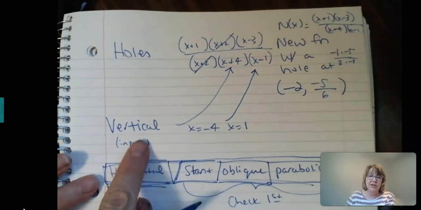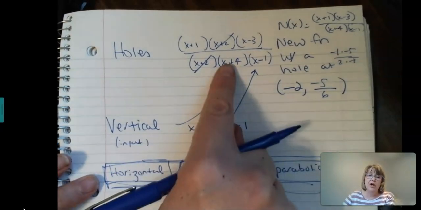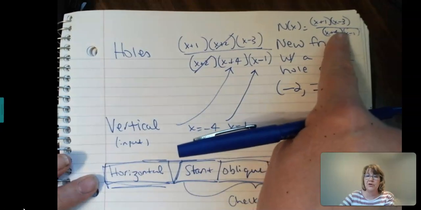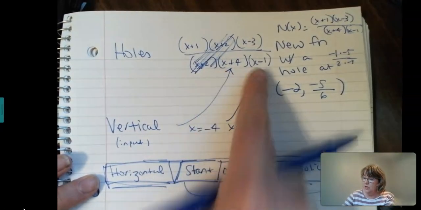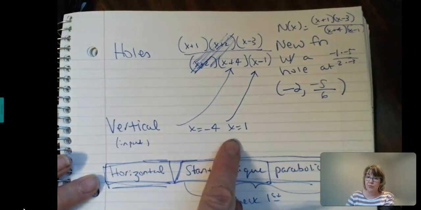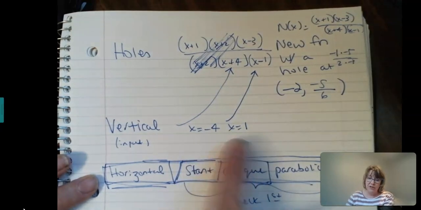All right, let's look at the vertical. The vertical are dealing with input. So you look at your new function because these guys are gone. That's your hole. So set the denominator factors equal to 0, those are your two vertical asymptotes. Those are brick walls.